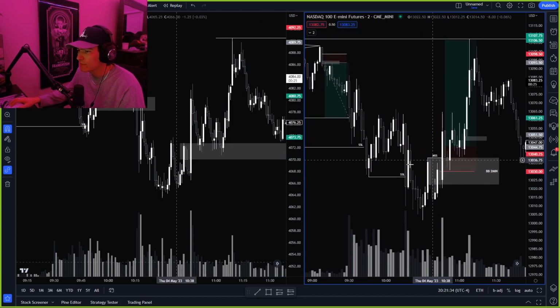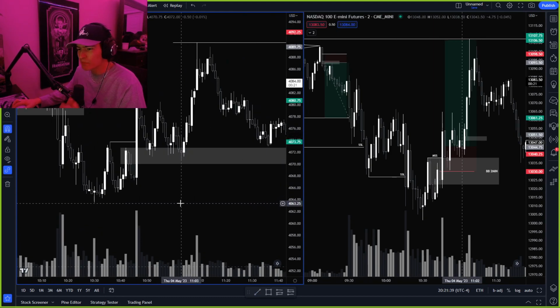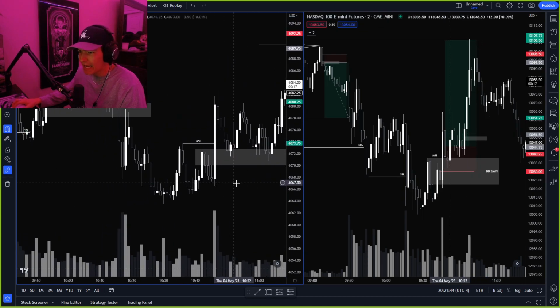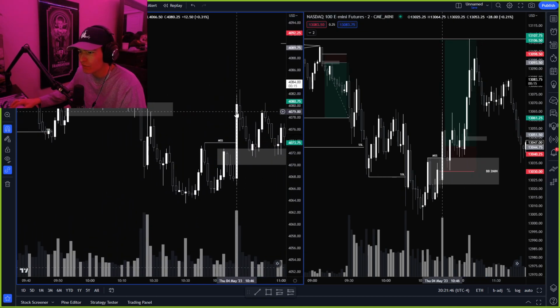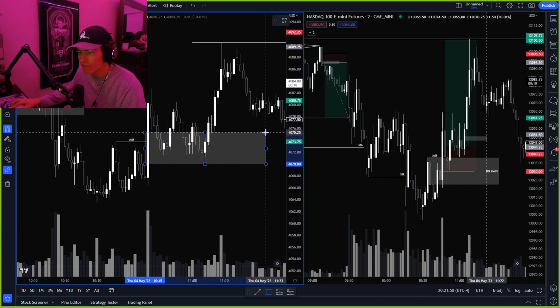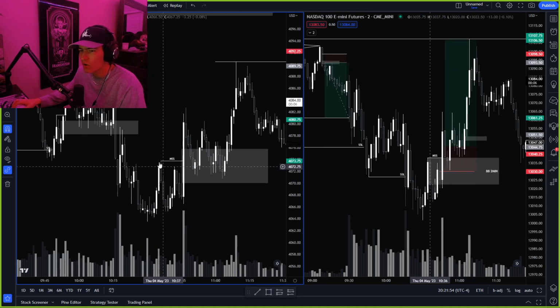So once I see break of structure, we get a nice break of structure on ES, right? When I say I want displacement for market structure shift, this is what I mean. Look at ES. Massive candle to the upside. Massive, massive candle to the upside. And then we get a nice fair value gap. And this would be your entry in this fair value gap. Then we go to whatever the next draw on liquidity is.